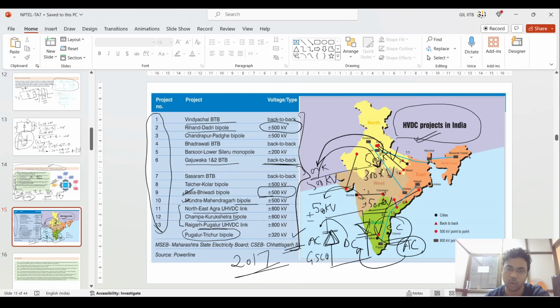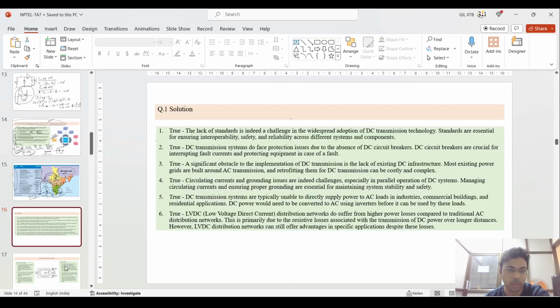This is a kind of topology is the back to back, that one can act as a source, one can act as a load. So you can transfer from both sides. That is also very important for connecting the multiple HVDC lines.